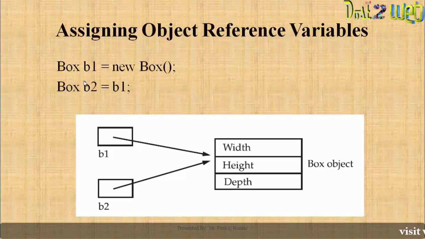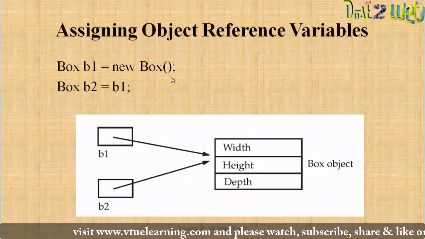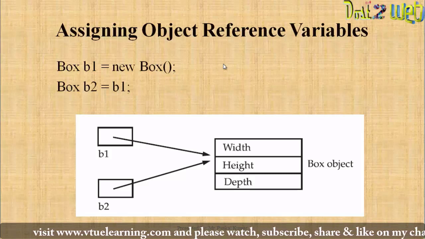Okay, so you can see here we have not created a separate class for b2. We are accessing the same instance variables which are available in the class Box. So two references have been created, b1 and b2, but both are accessing the same instance variables of the Box: the same width, height and depth. This way you are assigning the object reference variable.